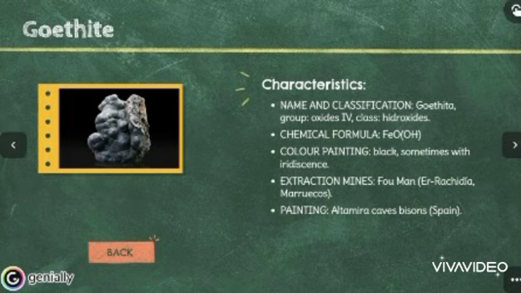Goethite was one of the most useful pigments during prehistory. It was in the class of oxides and hydroxides. The chemical formula was this. The color of the paint was black but sometimes with iridescence. That's why it was so useful during prehistory and during all periods of time. The main extraction mine was in Morocco and it was called Fufan, and the painting in which it appeared was the Altamira Caves Bisons in Spain.